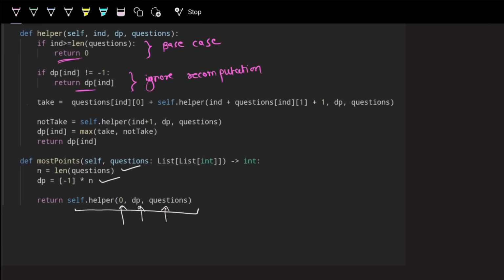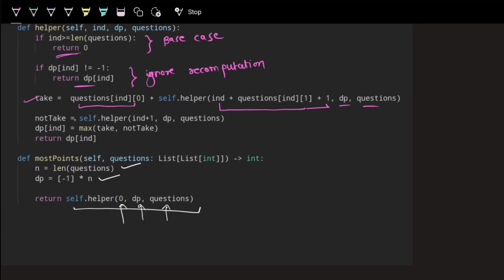And take, this is the take condition. If I am taking it, it means I am taking the points, and then I am jumping to the index plus brainpower plus 1, correct? I am jumping to the next index, and DP and questions I am passing as is. Non-take is simple, 0 plus something means only that thing only, so I am just jumping to the next index, same thing, and at every step I am just taking DP of index equal to max of both of them, and I am returning the same thing. Because this is being stored in DP of index, I am returning it.